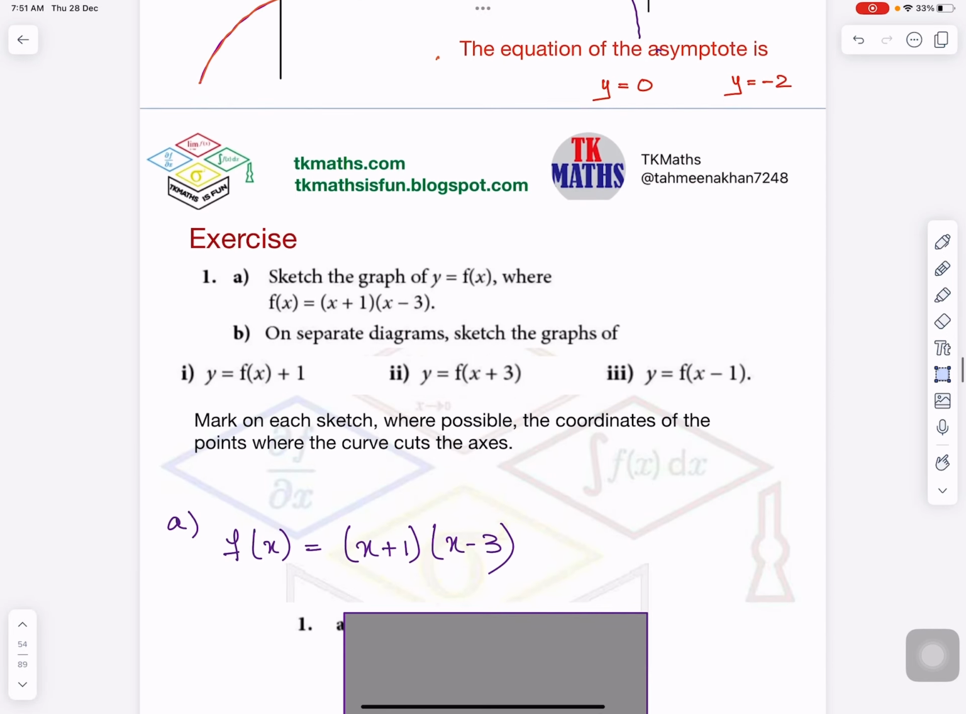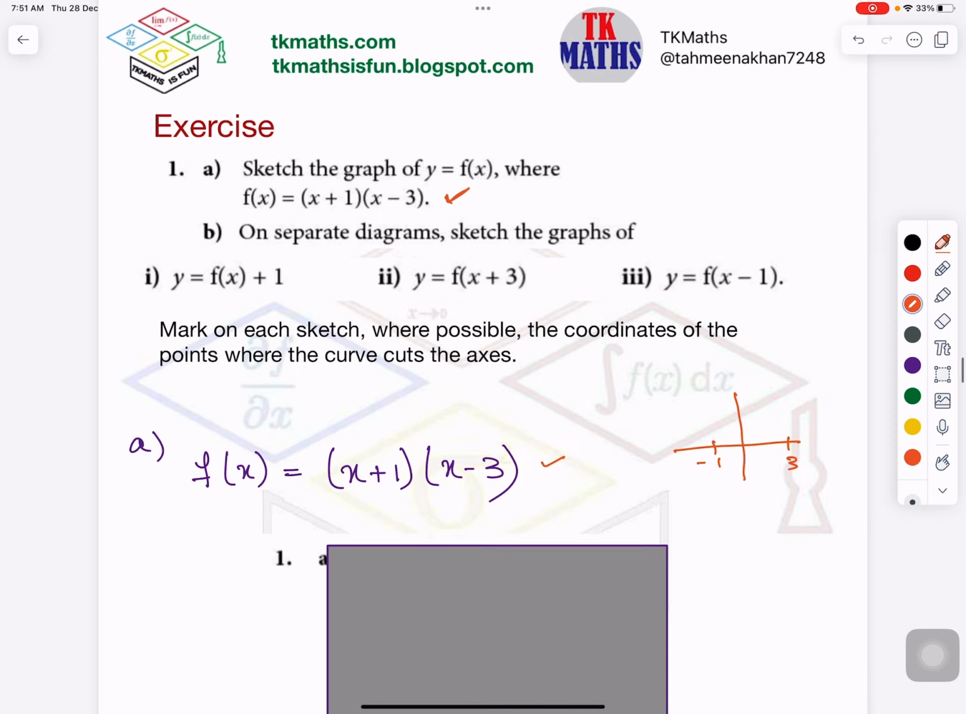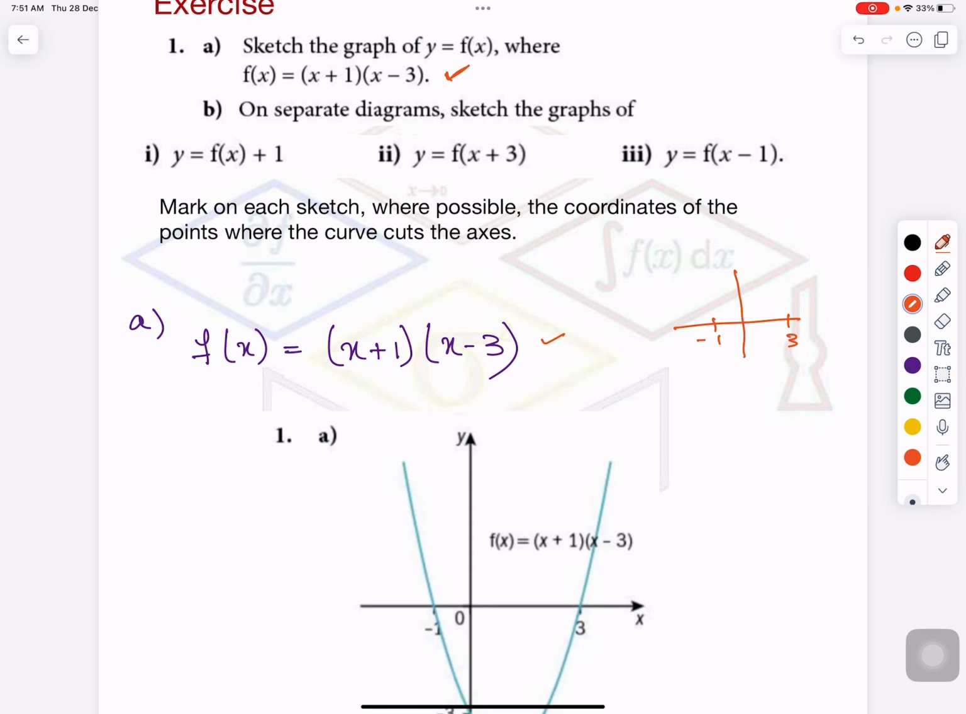Okay. Now let's see this question. These are past paper questions of different boards. You have to sketch the graph of f(x). And what is the equation of f(x)? (x plus 1)(x minus 3), right? So we know that it is a quadratic equation, and (x plus 1)(x minus 3) simply means the curve will pass through the x-axis at minus 1 and 3. Agreed? And you know the shape of the curve already. It is a parabola. So you can easily sketch it.